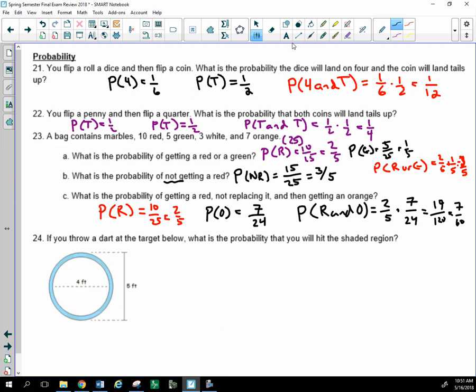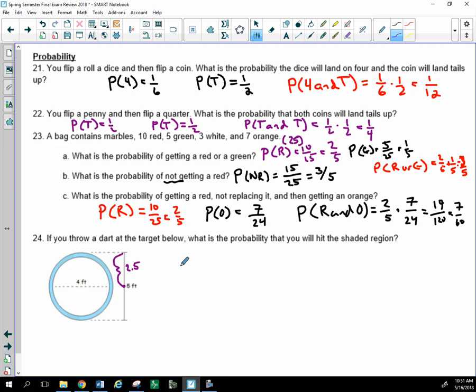All right, and the final question on this page is asking me if I'm going to throw a dart at this dartboard. This looks like I'm trying to hit the triple ring. If you know anything about darts, that would be about the size of the triple ring. What is the probability of landing in the shaded area? So if I include the white and the blue, that would be the total area. It looks like the total area's radius would be this distance right here, which is half the distance from 5. So it looks like that total distance radius is 5.